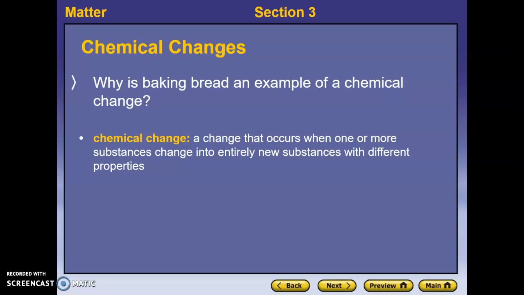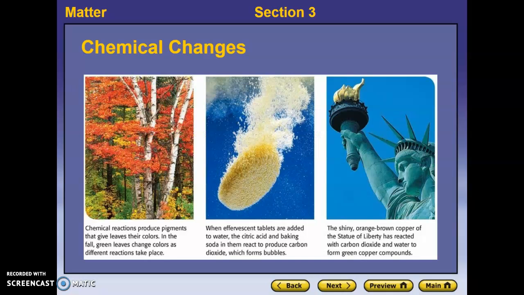Now, some students would argue, well, isn't liquid water different than solid ice? Well, yes and no. It's a different state of matter, but it's not a new substance. It's still water. Whether the water is in solid form or in liquid form doesn't matter. It's still water, and so that's why it's not a chemical change. What we're talking about here is something turning completely into something else.